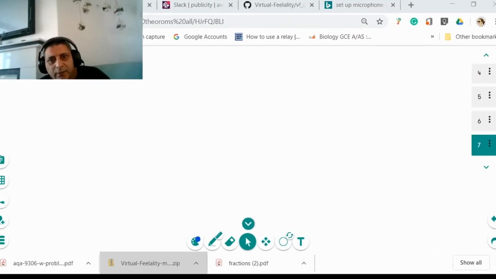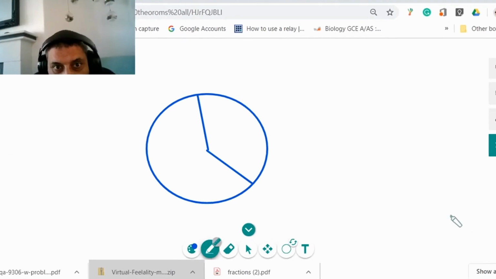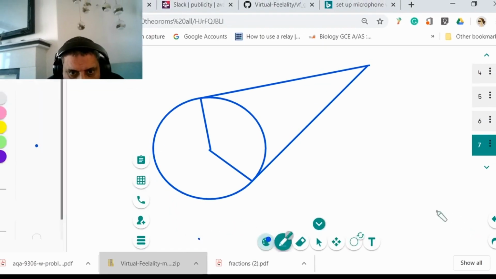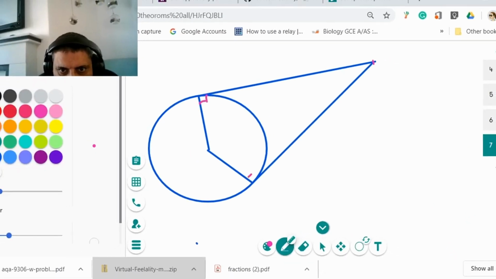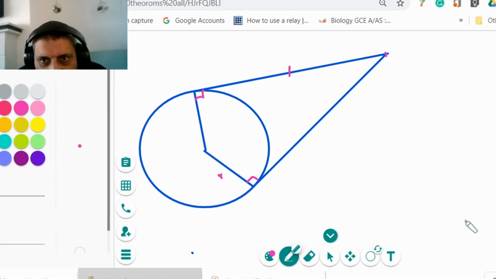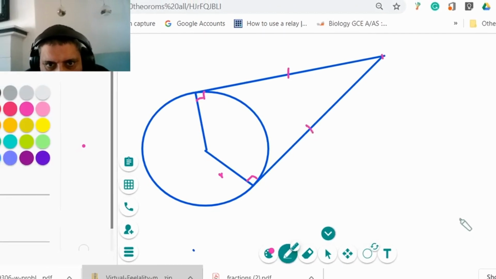Next circle theorem. I'll explain it again. These two are radii, really long tangents. Two tangents that start from the same point. Baby pink time! 90 degrees, 90 degrees. If you've got a tangent touching a radius, it's at 90 degrees. If they start from the same point, these two are the same length.